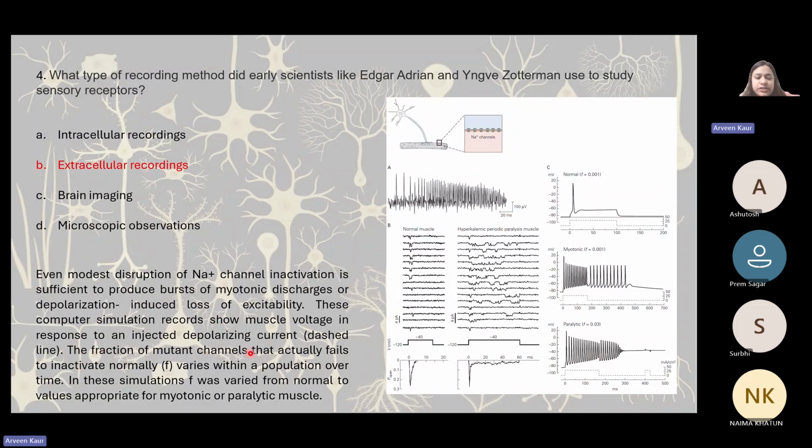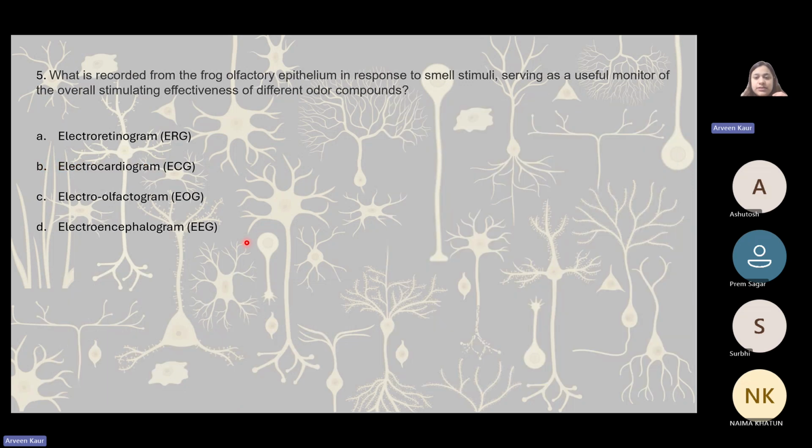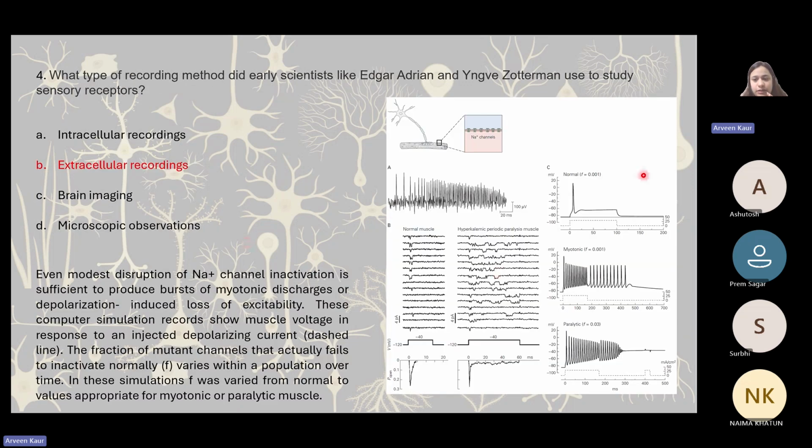The fraction of mutant channels that fail to inactivate normally varies within a population over time. In these simulations, F was varied from normal to values appropriate for myotonic or paralytic muscle. So it is a simulation that is shown over here, right?